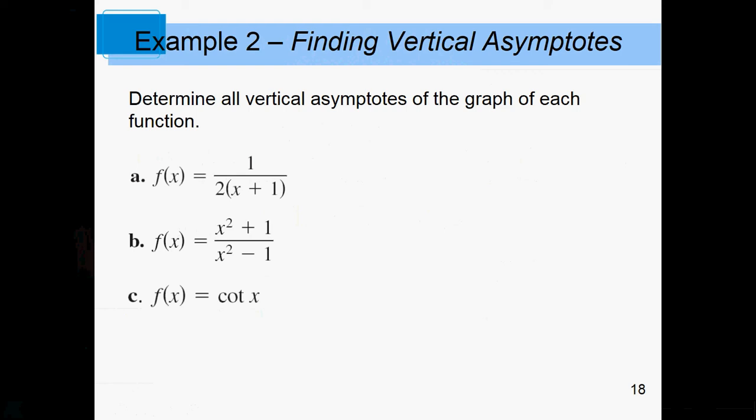Cotangent x. This doesn't look like a fraction, right? Or does it? Can I write cotangent x as a fraction? Yeah, I can. It's cosine over sine. So where does sine x equal 0? That's the y value. So that happens at 0 and pi? Not just 0 and pi, but 0 plus n pi, pi over and over again, right? So x equals 0 plus n pi, vertical asymptote. 0, pi, 2 pi, 3 pi, 4 pi, 5 pi, 6 pi, negative 1 pi, negative 2 pi, negative 3 pi.